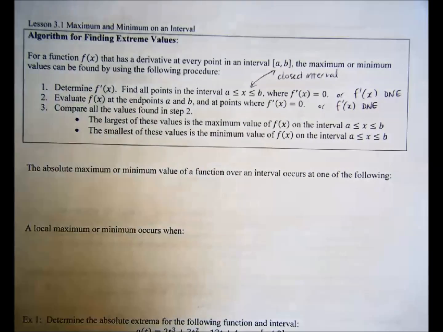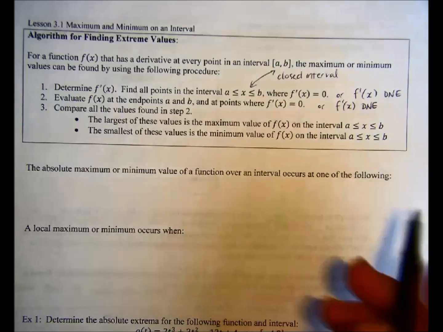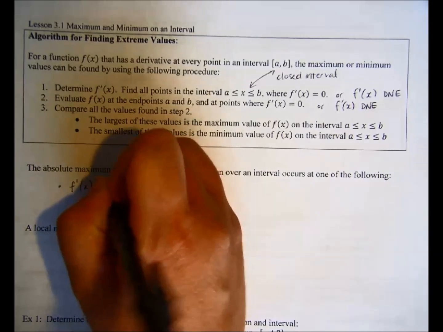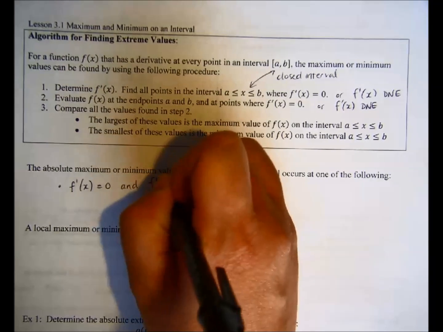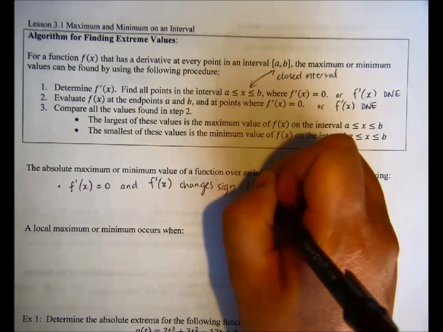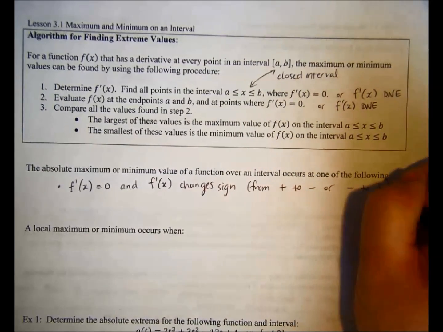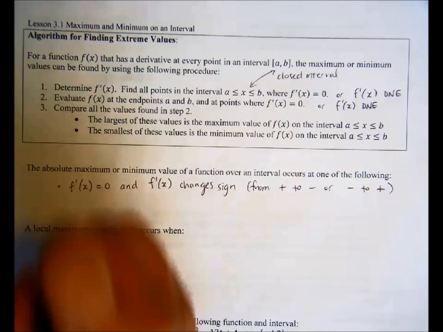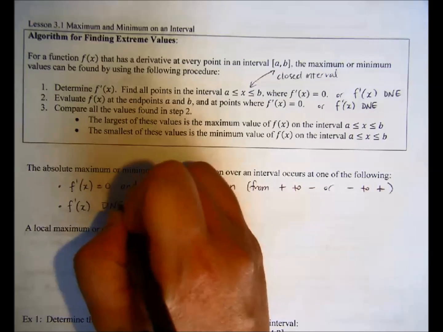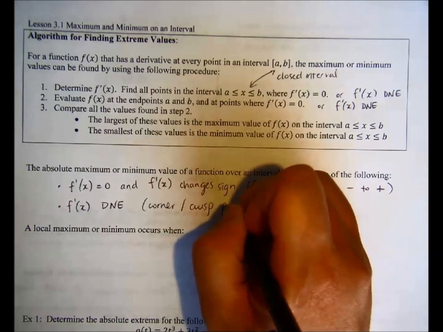Okay, so again, keep in mind the absolute max or min value of a function over an interval occurs at one of the following. So where f prime of x equals 0 and it has to change sign, so changing signs from positive to negative or negative to positive, doesn't matter. And it could, again, exist where the derivative does not exist. And that would be the examples of the corner or cusp points.